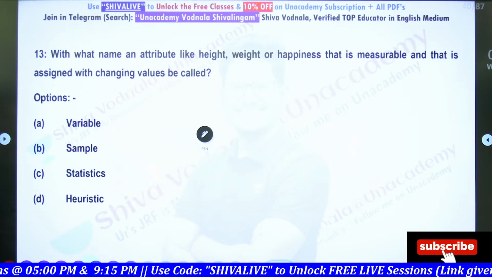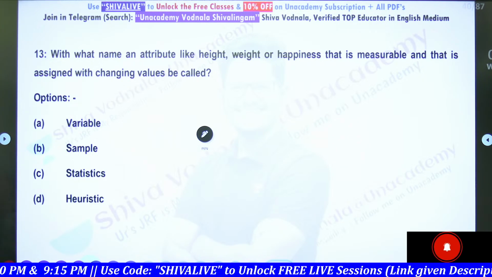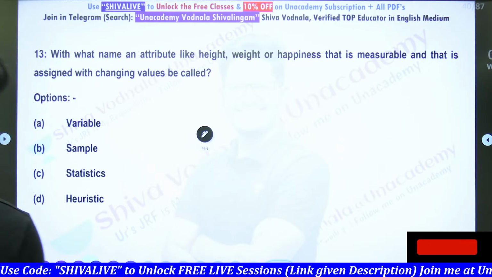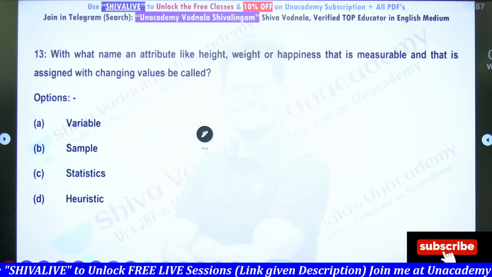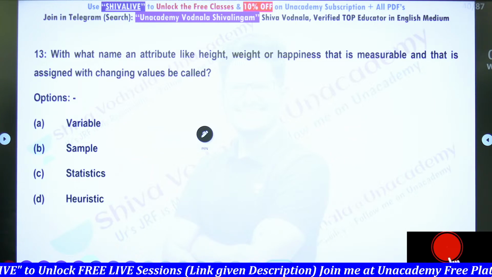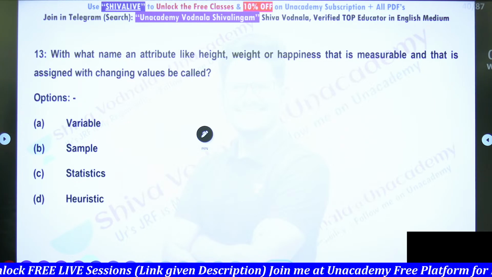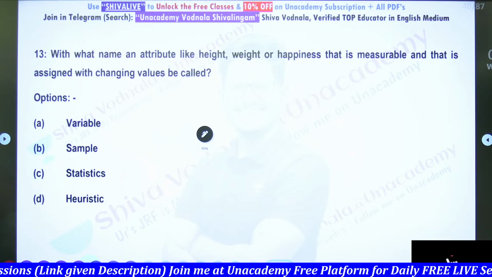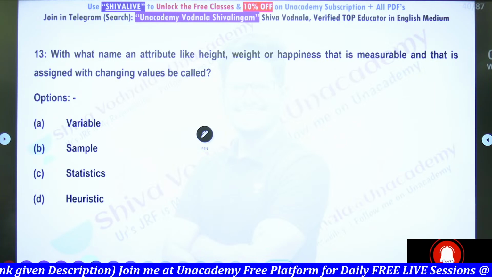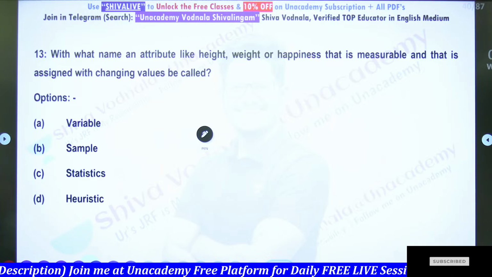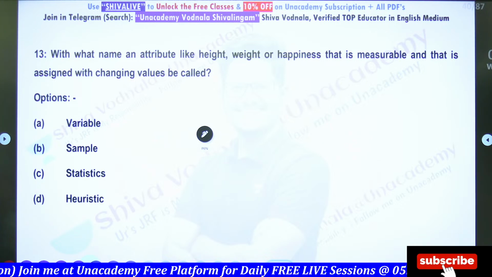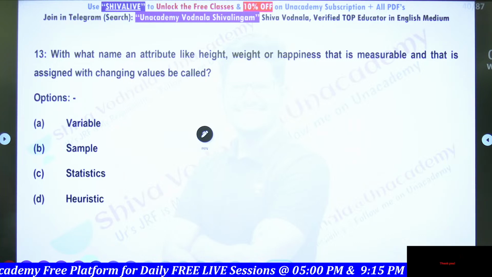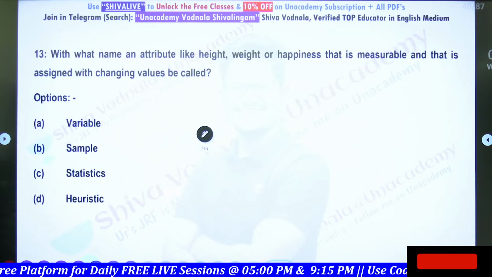Next, with what name is an attribute like height, weight or happiness that is measurable and assigned changing values called? Answer is A, that is variable.